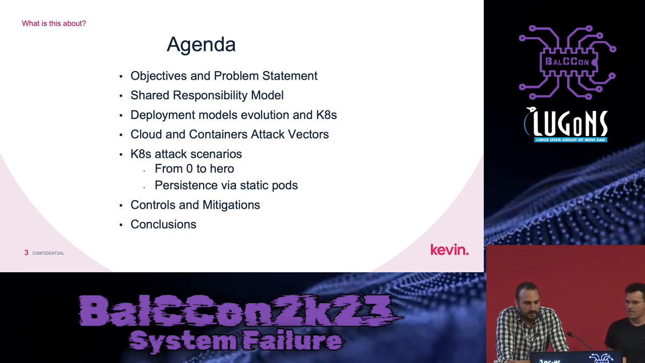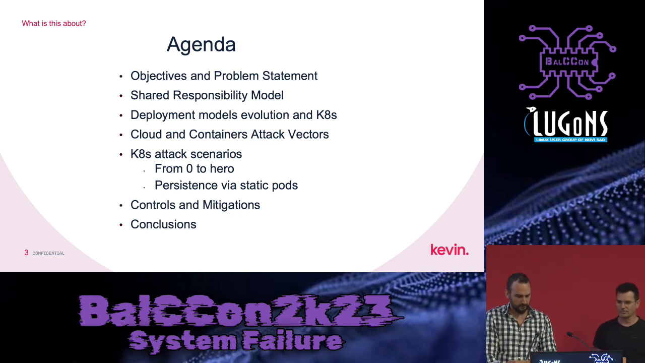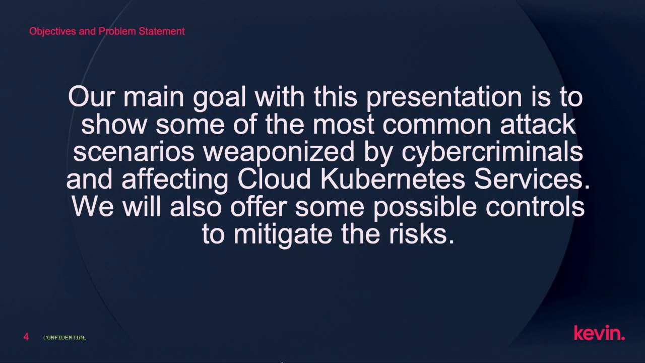We're going to start with the objectives and the problem statement. We're going to move to the shared responsibility model. We're going to talk about the deployment models and evolution of Kubernetes, cloud and container attack vectors, and we have a nice demo of a zero to hero attack. We're going to talk about persistency and backdooring using static pods. Of course, we are going to address some mitigations and controls that we can put in place, and we're going to move to conclusions. Our goal is for all of you to think like attackers and understand how cyber criminals are weaponizing the most common attacks on Kubernetes, and what we can do to protect ourselves.